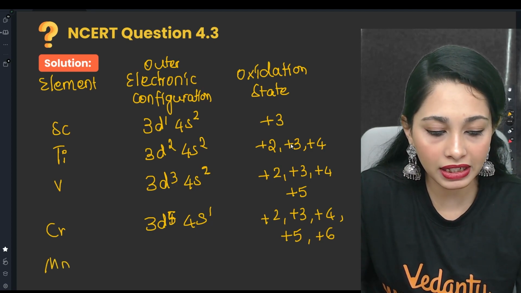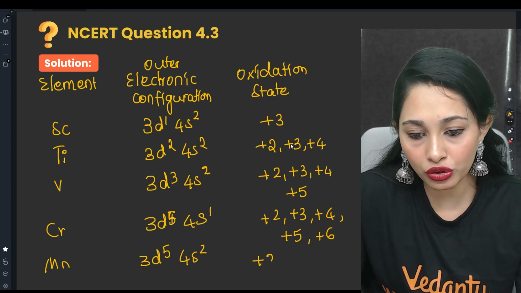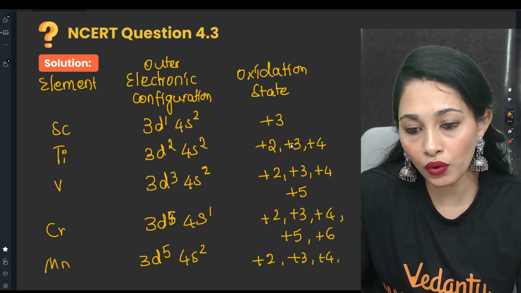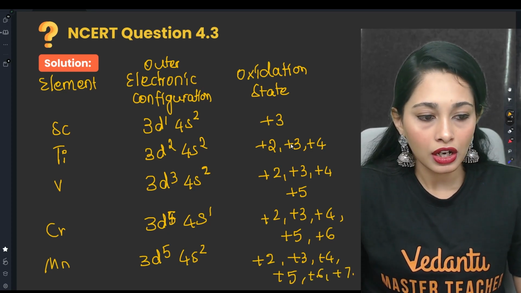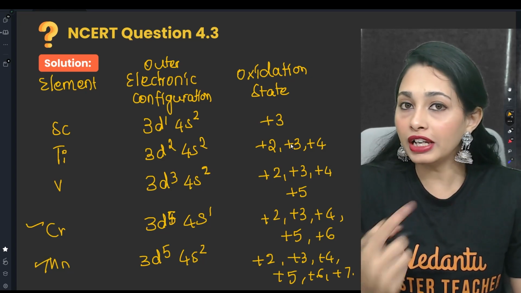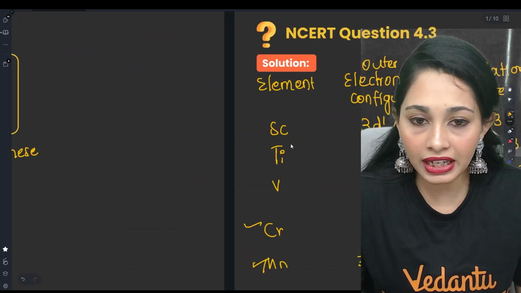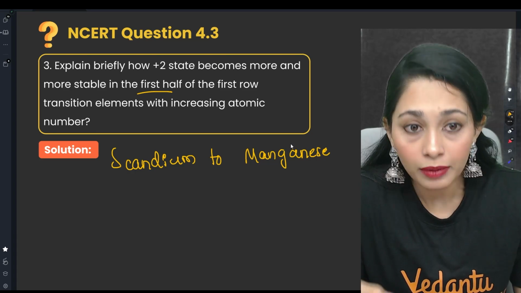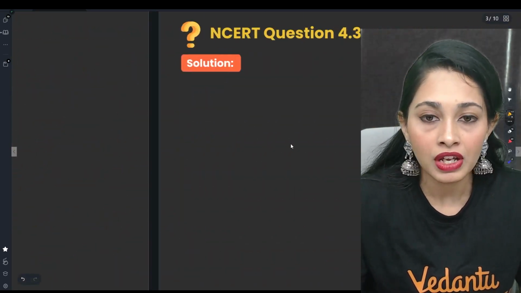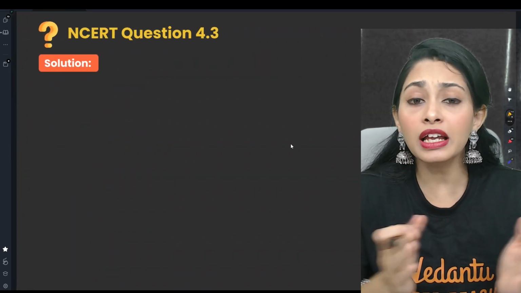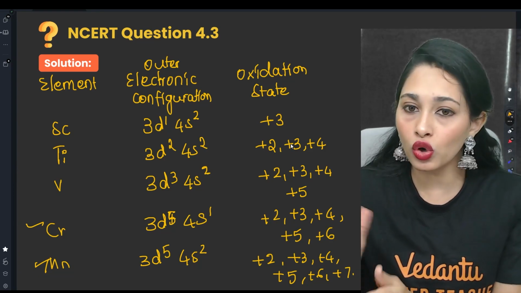And then we have manganese, 3d5 4s2. It is going to show plus 2, plus 3, plus 4, plus 5 and plus 6, as well as plus 7 oxidation state. Here chromium and manganese have half-filled 3d orbitals, so they are more stable. In the question they have asked why the plus 2 state becomes more and more stable in the first half of the first row transition elements. So what is the answer for this? It can be easily observed here. Except for scandium, all the other metals show plus 2 oxidation state.